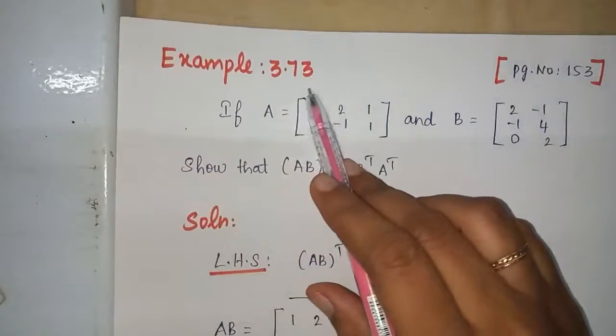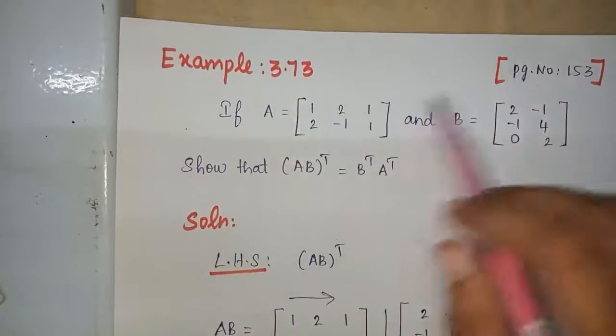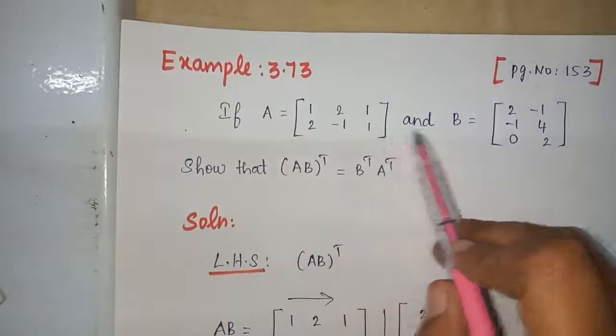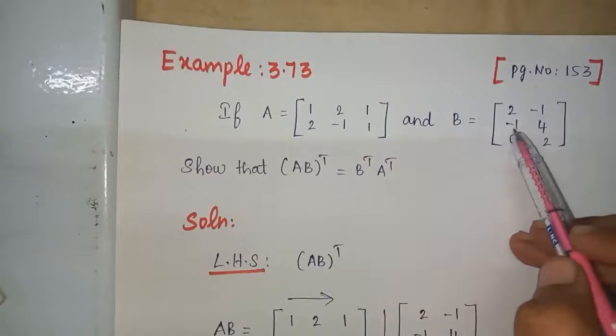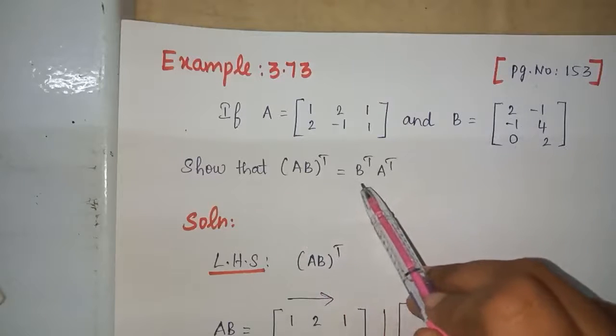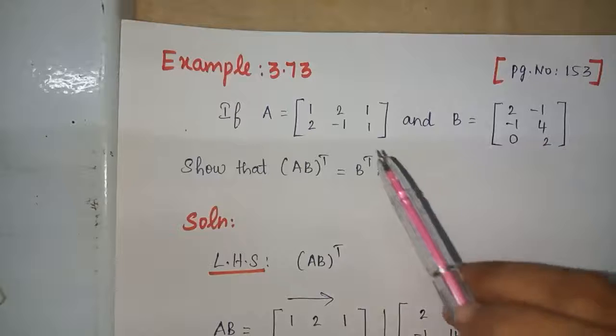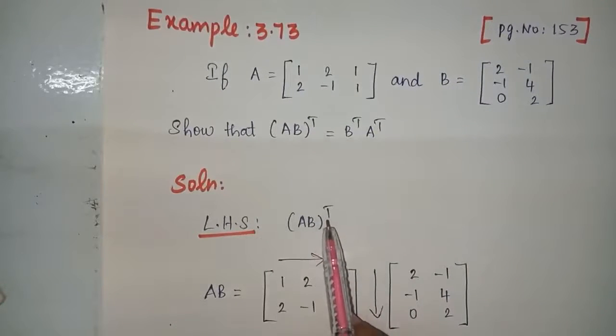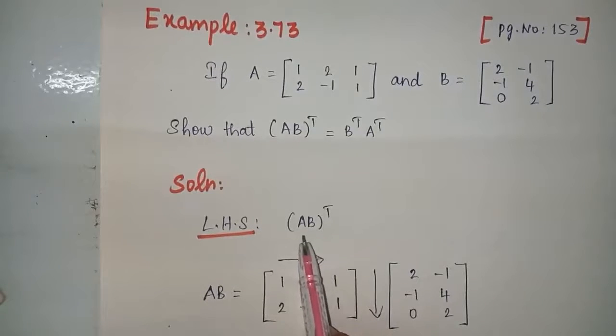Example 3.73, which is on page number 153. If A is equal to [1, 2, 1; 2, -1, 1] and B is equal to [2, -1; -1, 4; 0, 2]. Show that AB the whole transpose is equal to B transpose A transpose. So solution, first you have to consider the left hand side, AB the whole transpose. Before you find the transpose, you have to find the product of the two matrices AB.